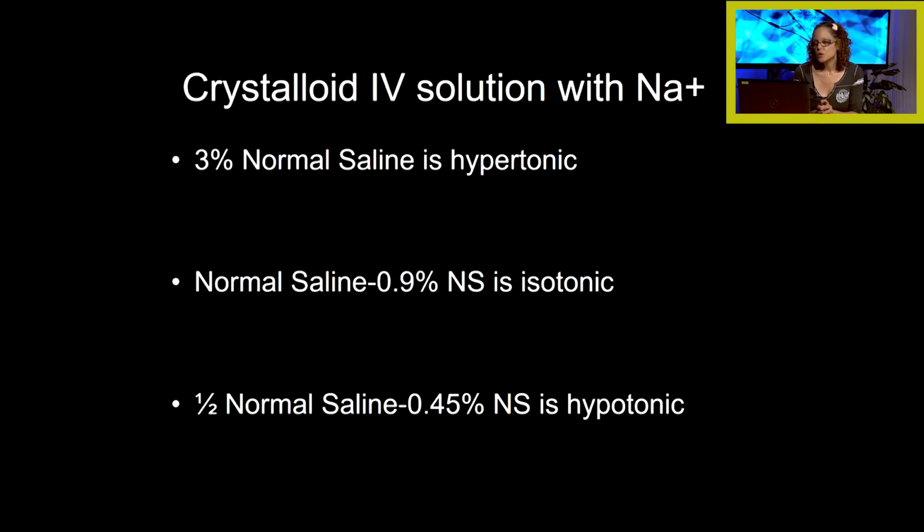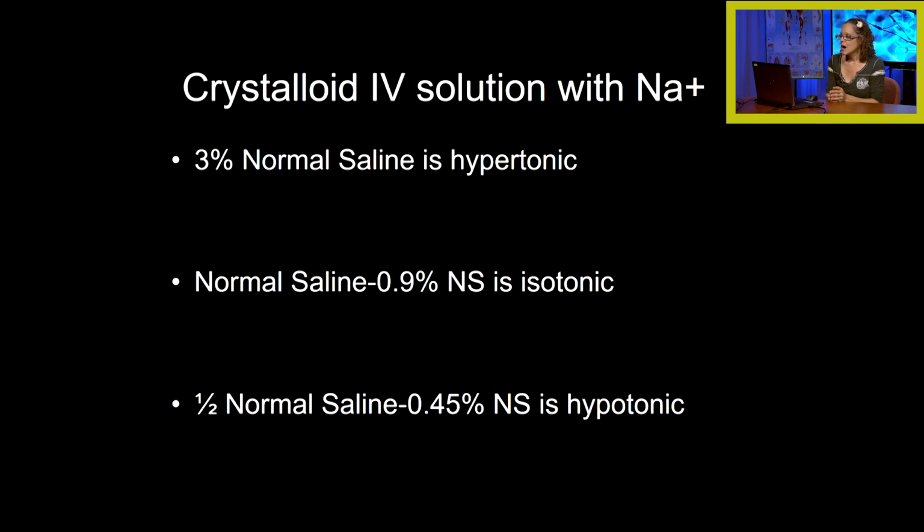So crystalloid IV solutions are solutions containing sodium. We have 3 examples here. We have 3% normal saline. This is a hypertonic solution. We have normal saline, which is 0.9% normal saline. This is an isotonic solution. And half normal saline, or 0.45% normal saline, which is hypotonic.